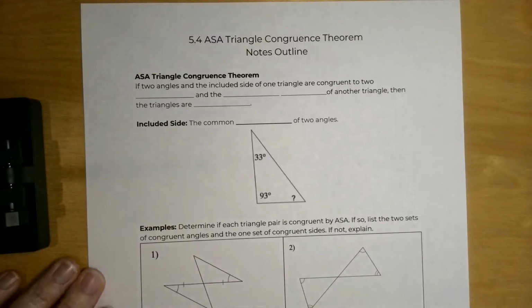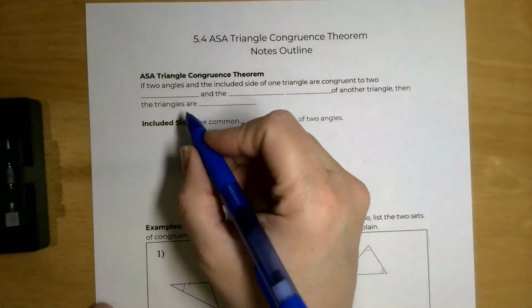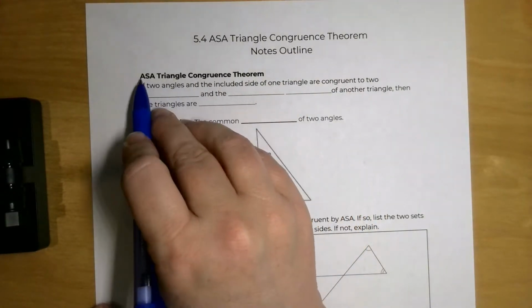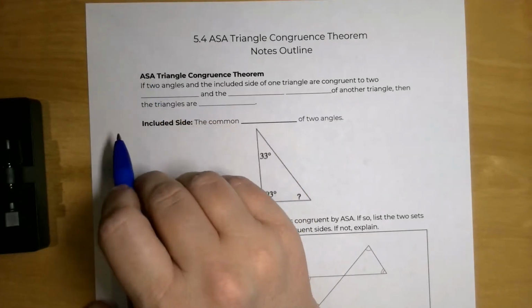All right, here we go. Angle, side, angle. So this is another congruence theorem. Let's start off with the theorem. ASA stands for angle, side, angle. Hopefully that makes sense as to why the A's and the S's stand for that.